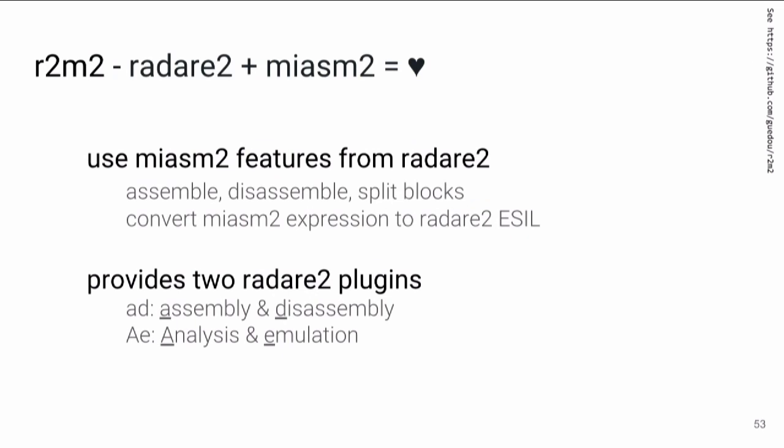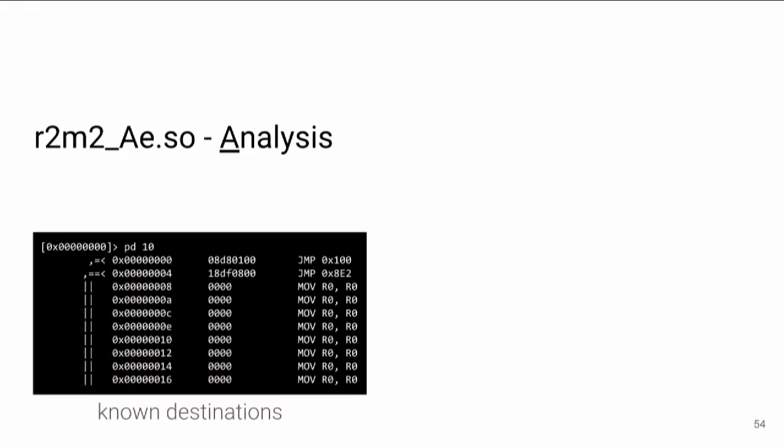Thanks to r2m2, we can disassemble MEP in Radare and also emulate it because r2m2 converts MyASM2 expressions into Radare2 ESIL. r2m2 provides 2 plugins, and I would like to take a moment to describe the most important one, which is r2m2 AE. Here, A means analysis, and this part of the plugin will tell Radare where the branches, the jumps, and the calls are going. So here it is responsible to display these arrows, and is nicely saying to us that the jumps are going to higher addresses.